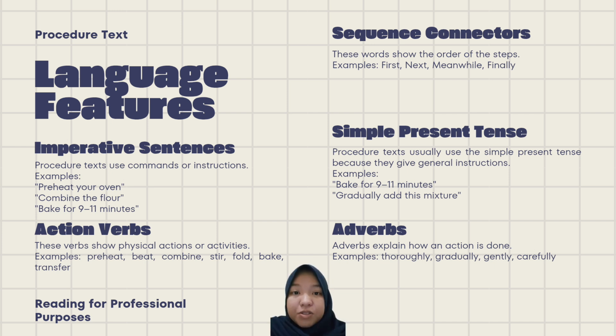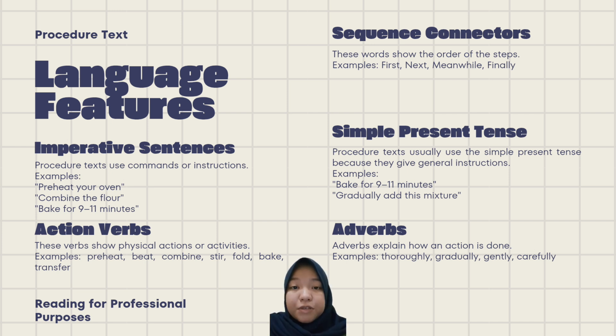The second language feature is action verbs. Action verbs are verbs that show physical activities or actions. They help readers understand what they should do in each step. Some examples are beat, mix, combine, fold, and bake. The third language feature is sequence connectors or temporal conjunction. These words are used to show the order of the step, so the instruction becomes clearer and more organized. Examples include first, next, meanwhile, and finally.